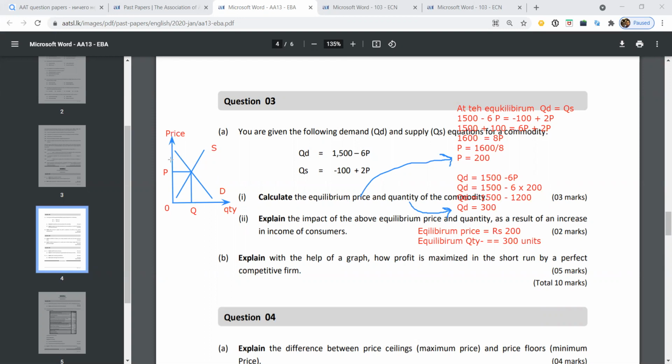As a result, the equilibrium price and the equilibrium quantity can increase like this: P1 and Q1, right? Your answer should be like this.